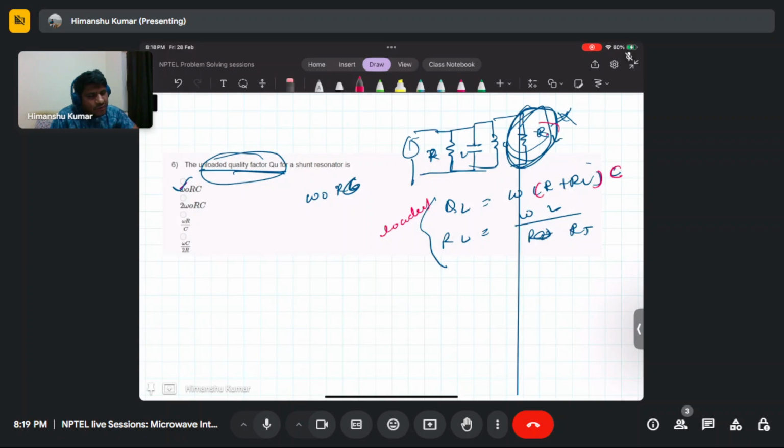Load resistance will not be there, but the internal characteristic impedance, that R, will be there, right? So whatever we derived earlier was an unloaded quality factor.